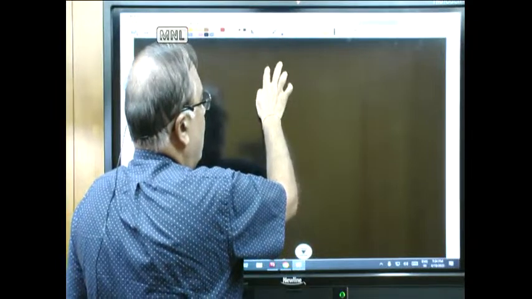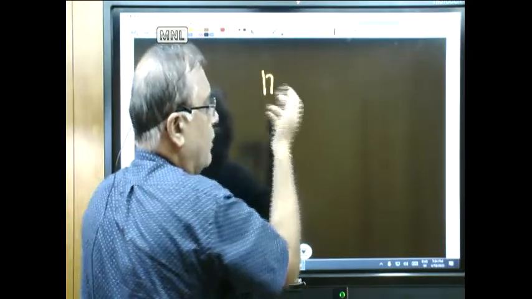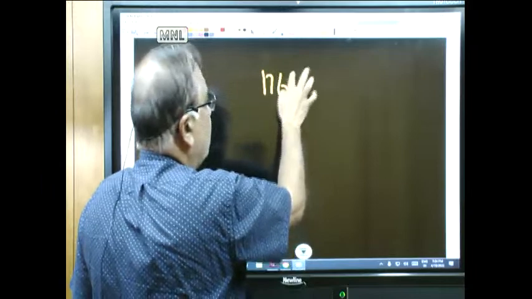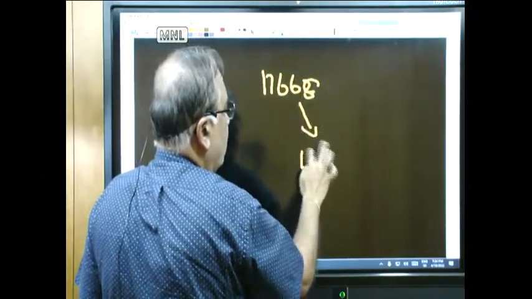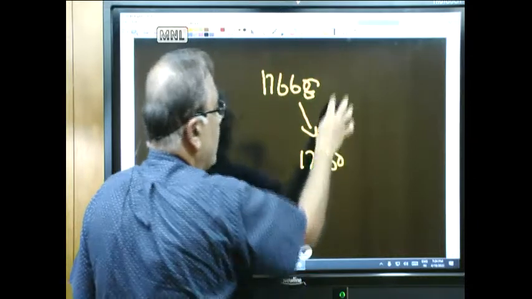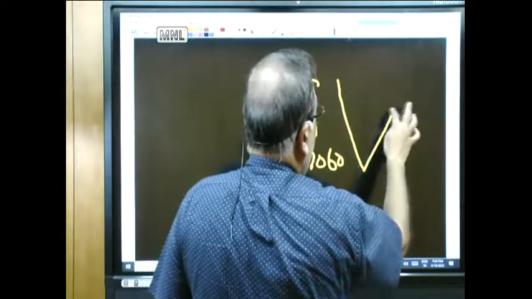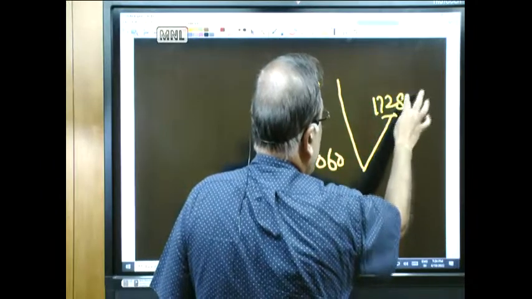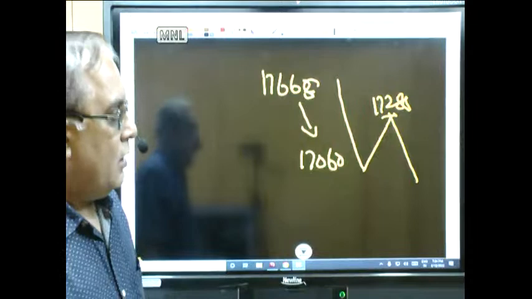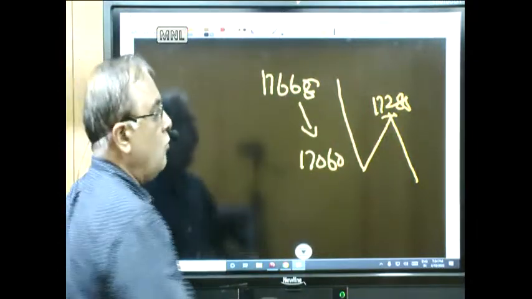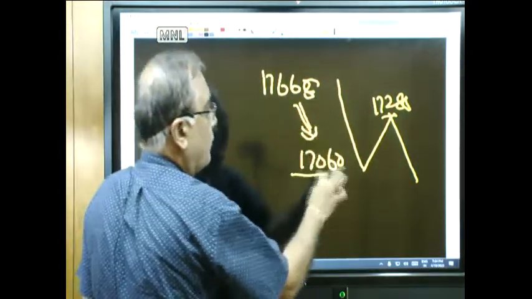So let us say I told you in terms of ratios. Okay, so 17,662 or 665, it fell down to 17,060 or so. Let us say the market rallies from here, it goes to 17,288. Okay, then it starts to fall. Let us assume this case. Then how do you make a projection? So this is around 600 rupees.